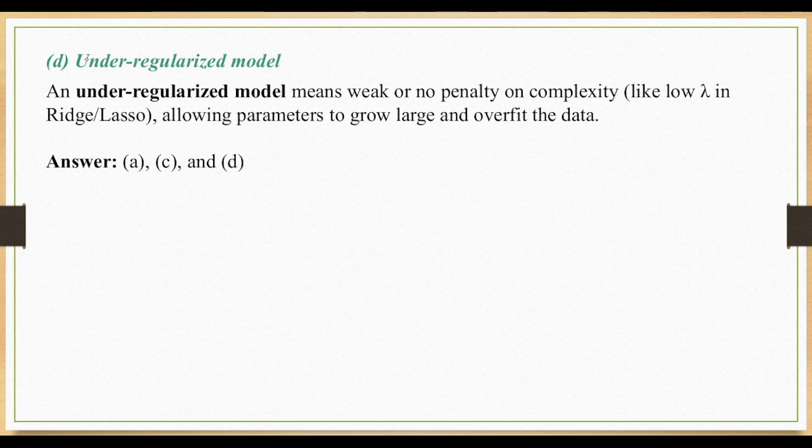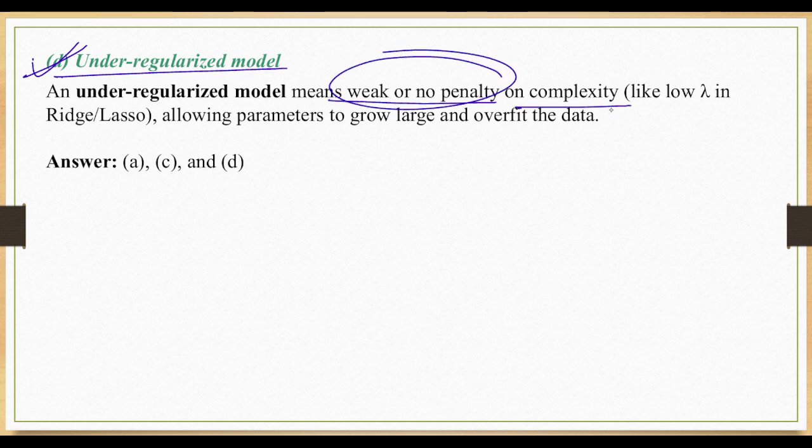Next is an under-regularized model. This is also true, as an under-regularized model means weak or no penalty on complexity, like a low lambda in ridge regression, and it allows parameters to grow large and overfit the data. So this is also true. From the given options we can say A, C and D are the true options.